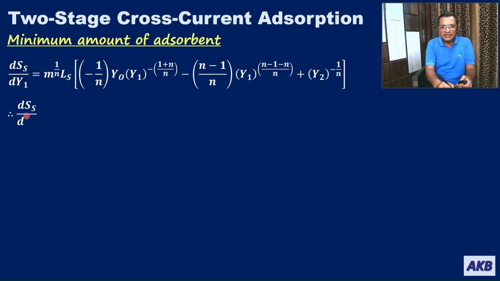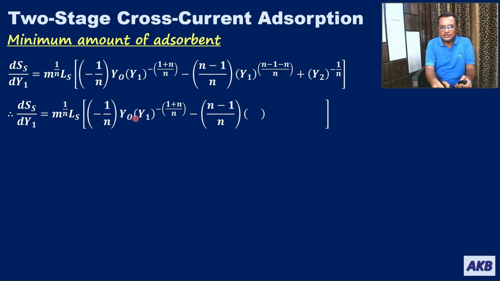So this is dSS by dY1 is equal to m raised to 1 by n into Ls into minus 1 by n capital Y0 into capital Y1 raised to minus 1 plus n by n, minus n minus 1 by n, and now in this case n minus 1 minus n becomes minus 1 by n. So that's why you have this term minus n minus 1 by n into capital Y1 raised to minus 1 by n plus capital Y2 raised to minus 1 by n.